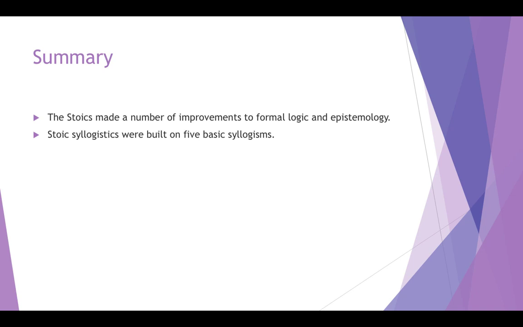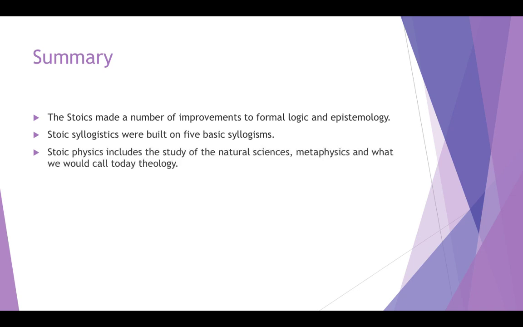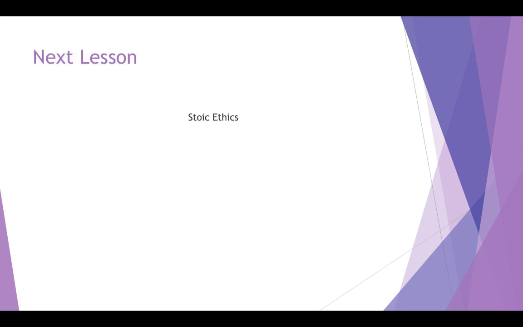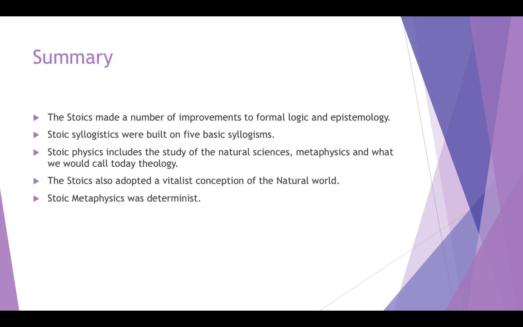Okay, so as a summary of the Stoic logic and Stoic physics, the Stoics made a number of formal improvements to formal logic and epistemology. Stoic syllogistics were based on 5 basic syllogisms. Stoic physics includes the study of the natural sciences, metaphysics, and what we would call theology. And they adopted a vitalist conception of the natural world, the idea of an active and a passive, the active being indestructible and the passive being ever-changing. And that Stoic metaphysics is determinist. These are the things that you need to know.